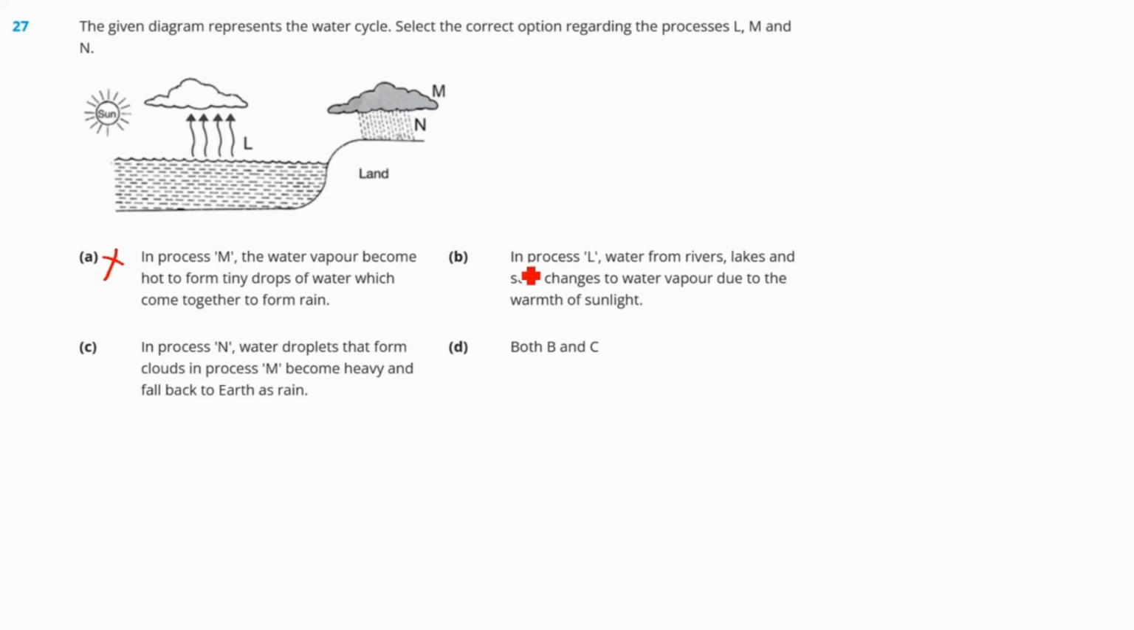Option number B says in process L, evaporation, water from river, lakes and seas change to water vapor. Correct, evaporation, due to the warmth of sunlight. This is a correct statement. Option C says in process N, precipitation, water droplets that form clouds in process M, condensation, become heavy and fall back to earth as rain. Correct. So, C is also correct. So, our correct answer should be option number D.